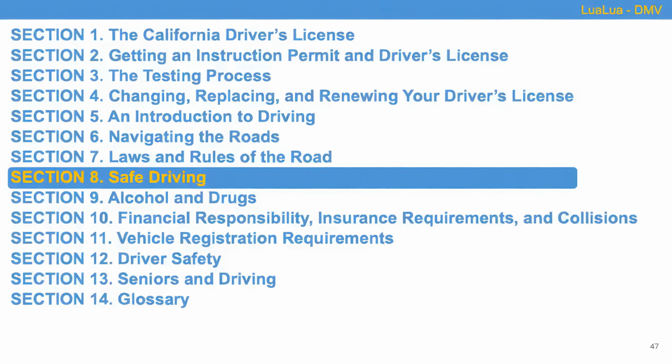Scan your surroundings. To give yourself time to react, avoid last-minute moves and hazards, always keep your eyes moving and scan the road at least 10 seconds ahead of your vehicle. Tailgating, following too closely. Tailgating makes it harder for you to see the road ahead because the vehicle in front of you blocks your view.